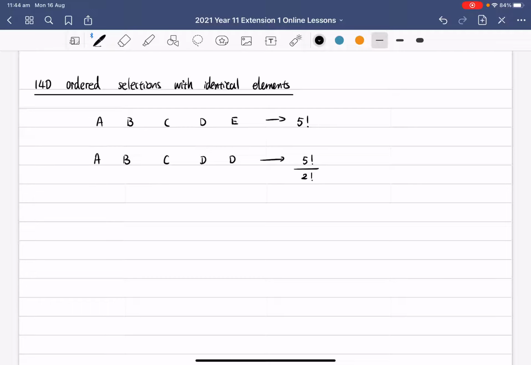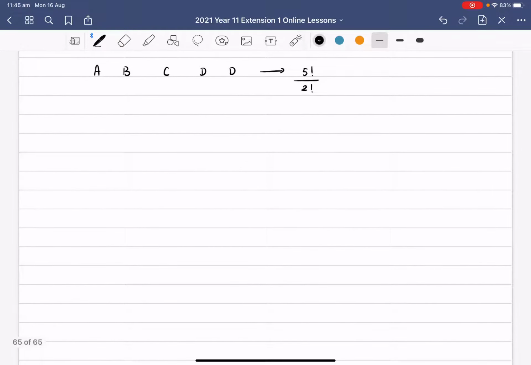Now the question is, why do we need to divide the number by 2 factorial? Basically, we've over-counted by a factor of 2 factorial because of that double D here. But I need to show you the reason. We're just going to start with a very simple way to visualize why we need to divide by 2 factorial there.